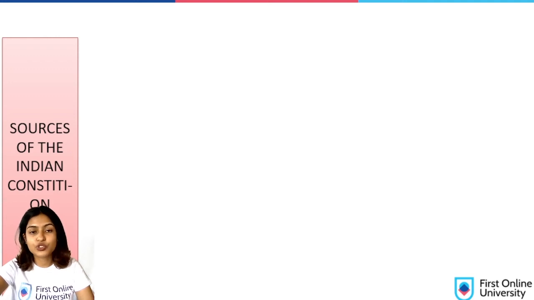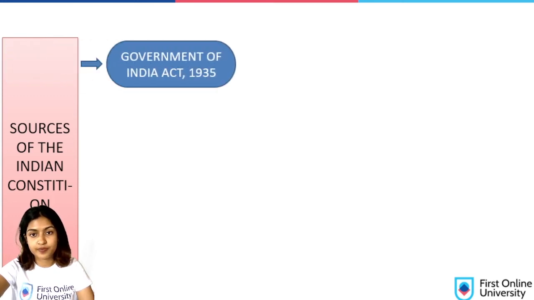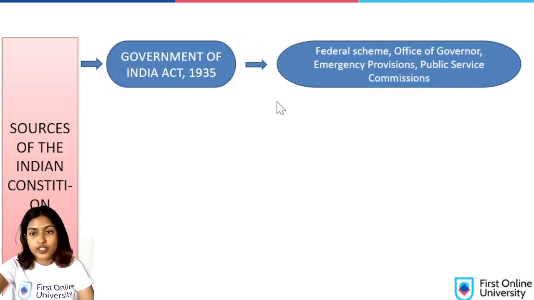Let's see what are the sources of the Indian Constitution. This means from where and what areas have been picked up from different constitutions of the world to make the Indian Constitution. So the Government of India Act was passed in 1935 by the colonial government and the Indian National Congress. So let's see what features were taken from the Government of India Act into making of the Constitution. First is the federal scheme, that is your center and state relations. Then you have the office of the governor. Then you have emergency provisions. Then you have public service commissions.